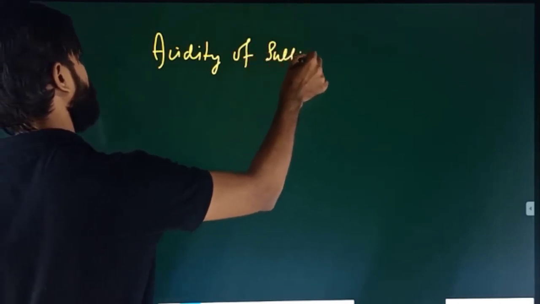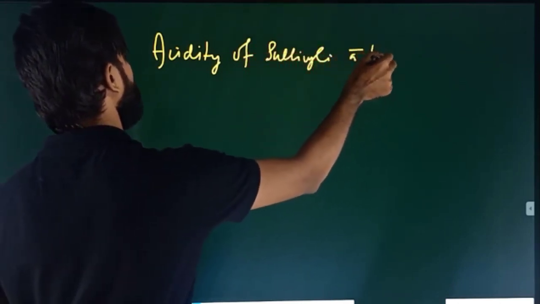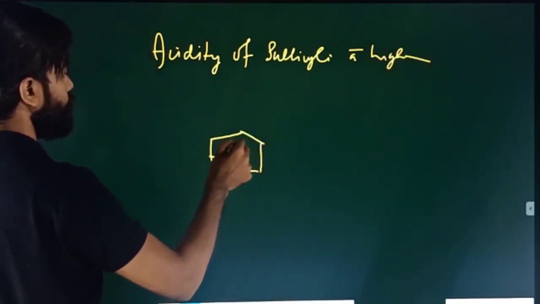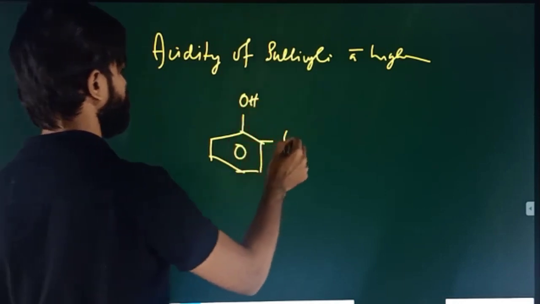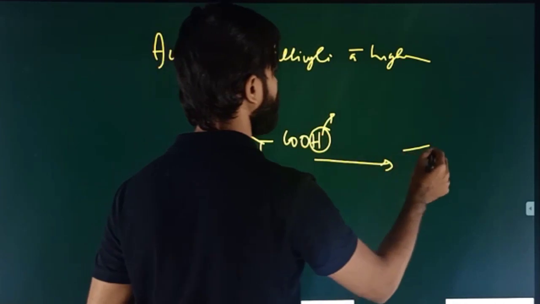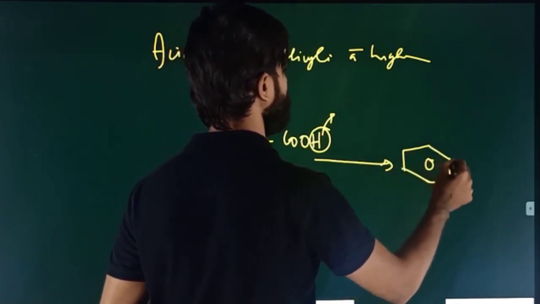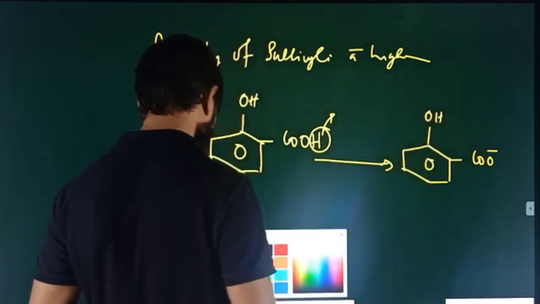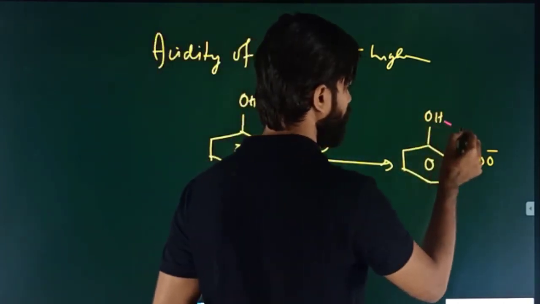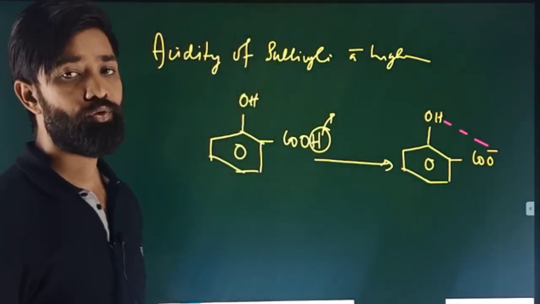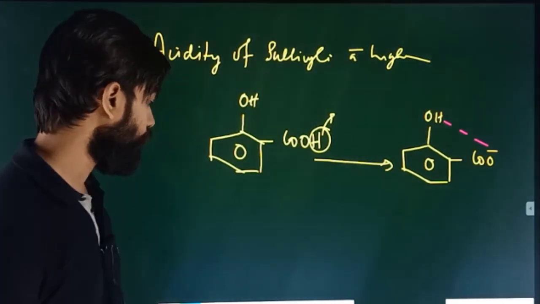The next point: the acidity of salicylic acid is higher. Why is salicylic acid more acidic? It easily donates its proton to form the conjugate salicylate ion, where the salicylate ion is well stabilized by hydrogen bonding. So there are a lot of applications where hydrogen bonding is involved. That's all about hydrogen bonding.